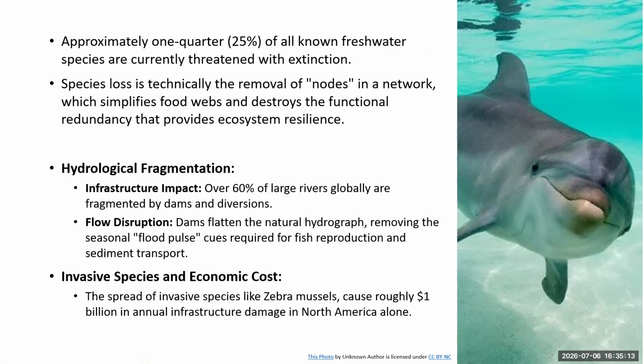Freshwater biodiversity is actually under serious pressure. Today, about 1 in 4 freshwater species is threatened with extinction. Every species that disappears weakens the food web, making the entire ecosystem less stable and less resilient. Another major problem is hydrological fragmentation. Dams and water diversions have disrupted more than 60% of the world's large rivers, altering natural flow patterns that many fishes rely on for breeding and that rivers need for moving sediments. On top of that, invasive species such as zebra mussels can spread rapidly, harming native biodiversity and causing enormous economic damage by clogging water infrastructure.